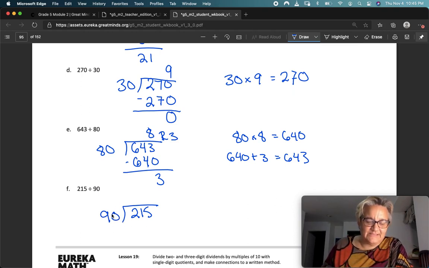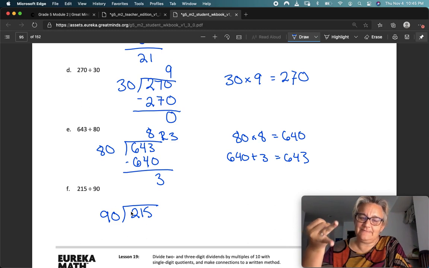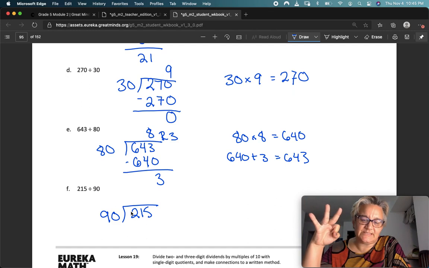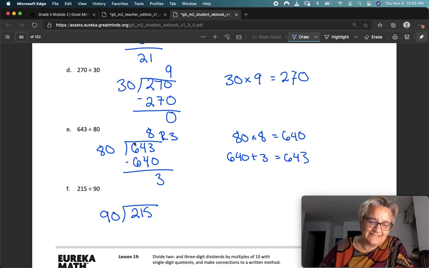Okay, so let's look at this here. I want to look for multiples of 9 in this first 2 digits. So 9, 18, 27. There's no multiples of 9, but what's the closest number? If I said 27, I'm going over, and that's not going to work. So I have to go under. So 9, 18. So I'm going to estimate, and see if I'm right, 2 times.